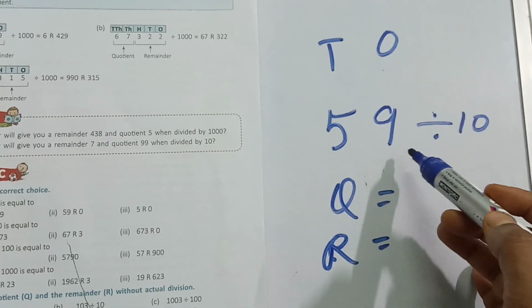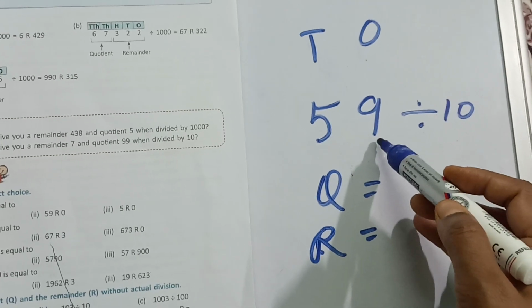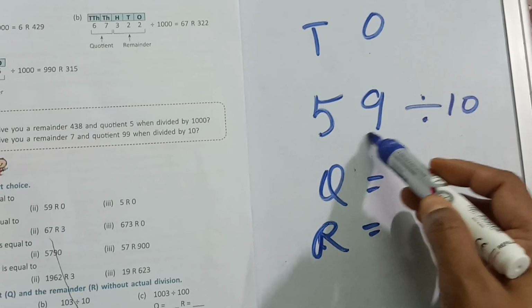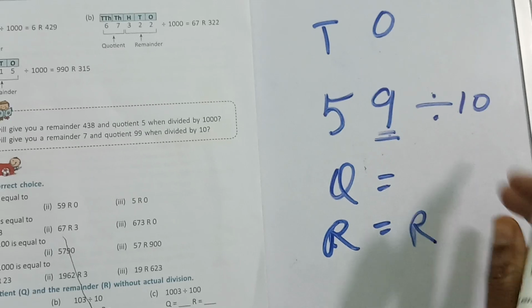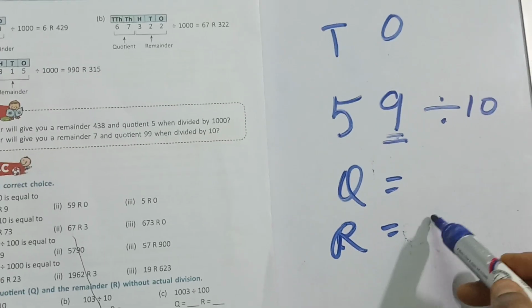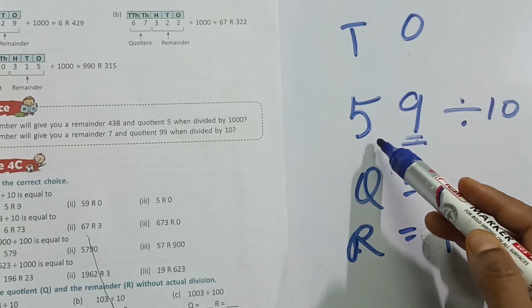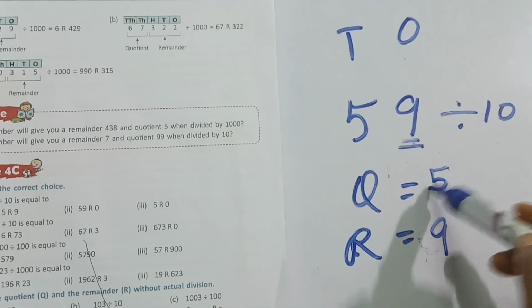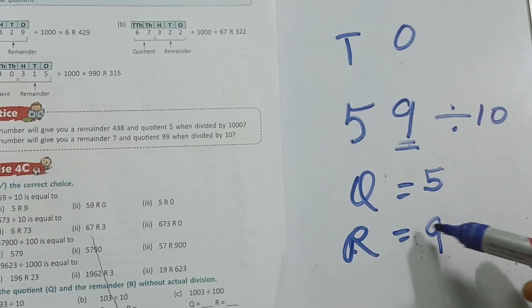So here when you divide by 10, the digit at the ones place will be the remainder. So this 9 is your remainder. And the leftover digits at the higher places, that is your 5, will be the quotient. So quotient is 5, remainder is 9.